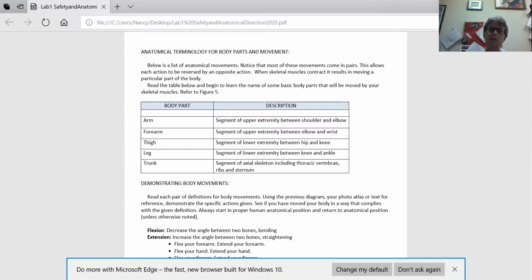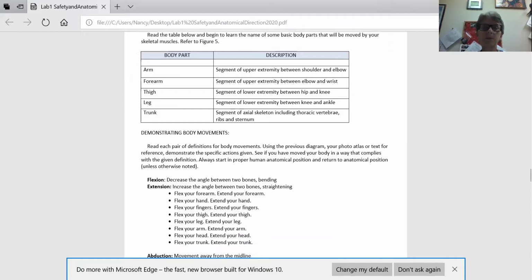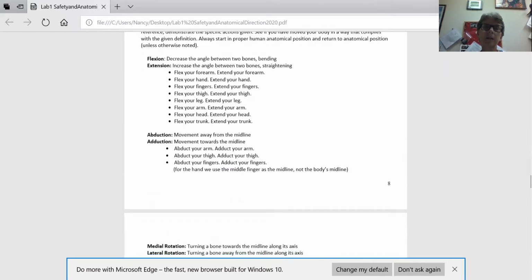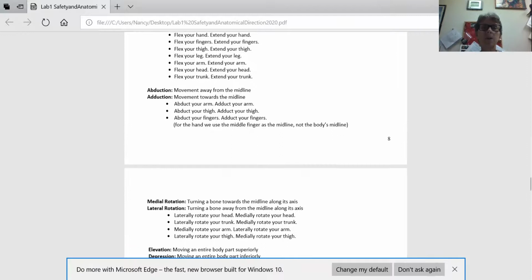Okay? So if I'm asking you to flex your forearm, I'm asking you to bring your forearm up closer to your arm, right? You're decreasing the angle between those two bones. If I ask you, on the other hand, to flex your arm, I'm asking you to raise your arm up so that you're decreasing the angle between your arm and your shoulder, okay? So it's important that you recognize and understand the differences between those things. And then you can go through and practice demonstrating these movements.